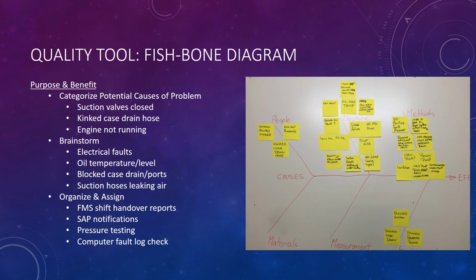Some of the problems that are being observed are suction valves. Maybe that's the root cause. Maybe they're closed. Maybe there's a kink in the drain hose. Maybe certain pumps have failed and shut off from overheating. But these fishbone trees are a very, very good tool at allowing large groups of people with a number of different backgrounds to get together and organize their thoughts and their perspectives and brainstorm and identify what problems may be causing some of the issues here in these drilling shutdowns, right?